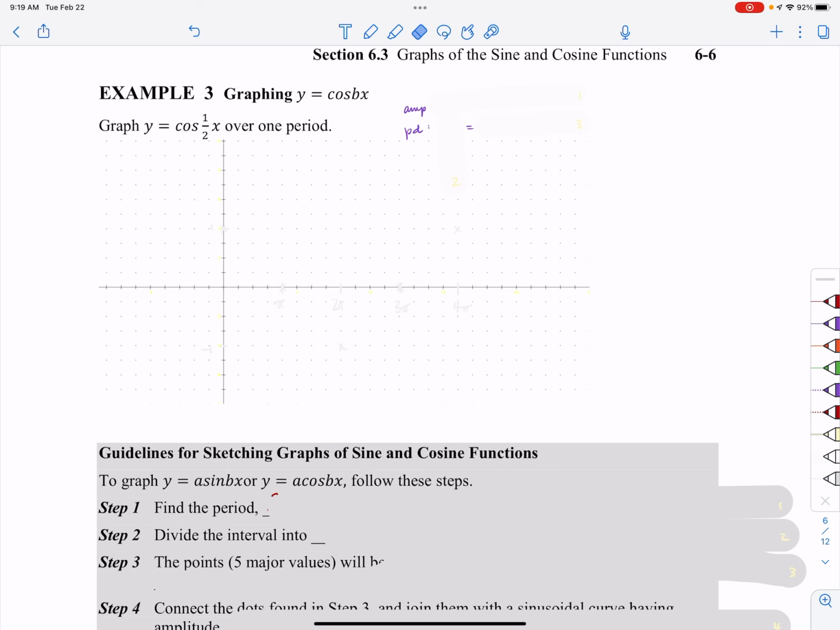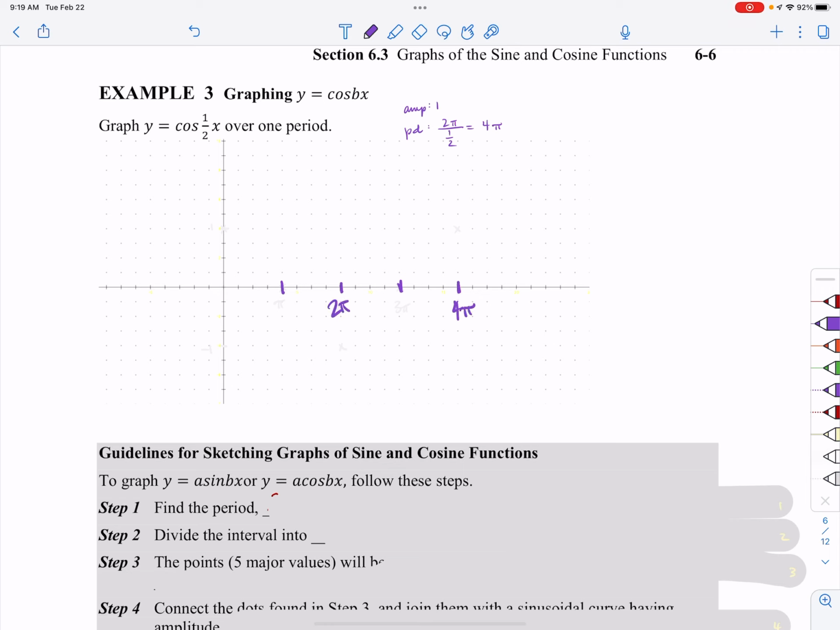So for example 3, again, you take a look. I have no a value, so my amplitude, once again, is going to be 1. The period is going to be 2 pi divided by 1/2. When you multiply by the reciprocal, that's going to be 4 pi. So once again, let's get 4 equal values. So I'm going to go every 4 tick marks here. My ending value is going to be the same as my period, so I'm going to go out 4 pi.